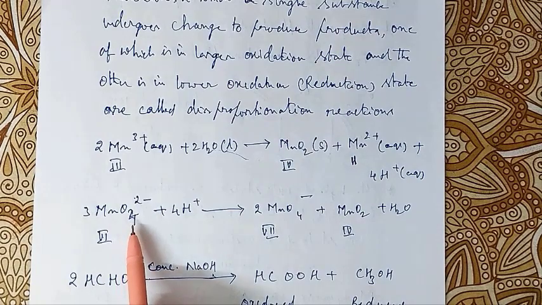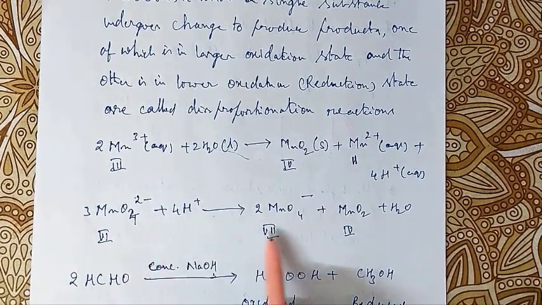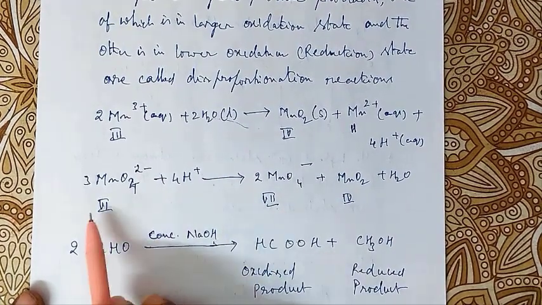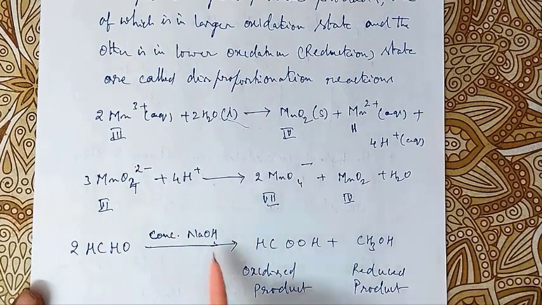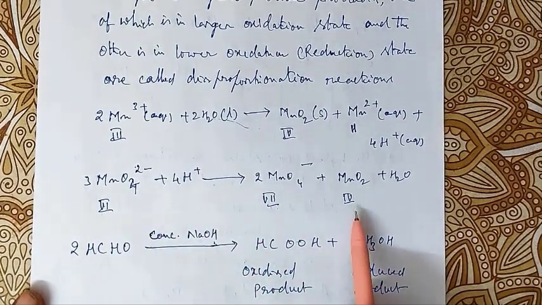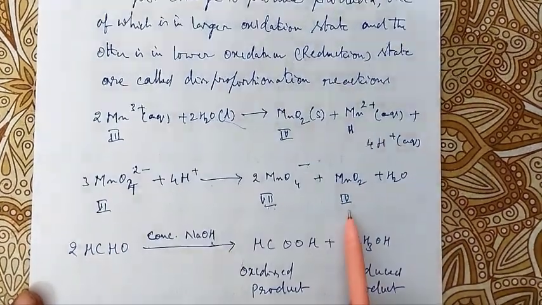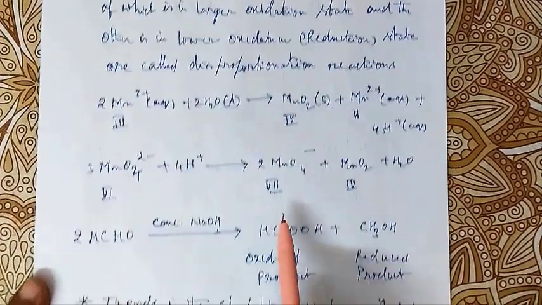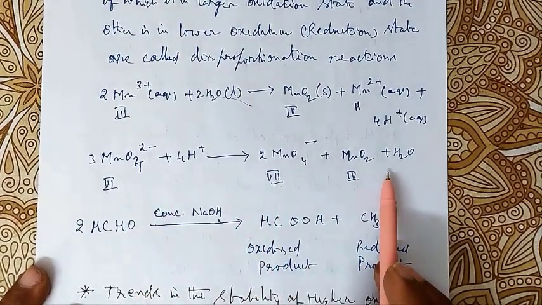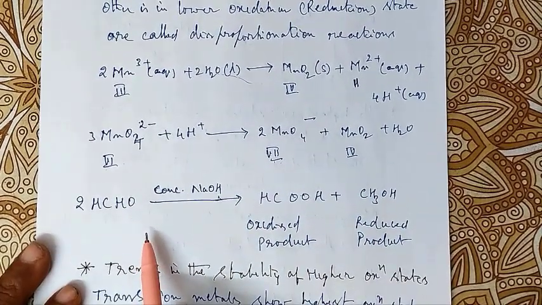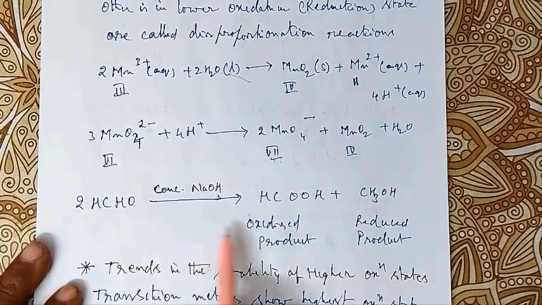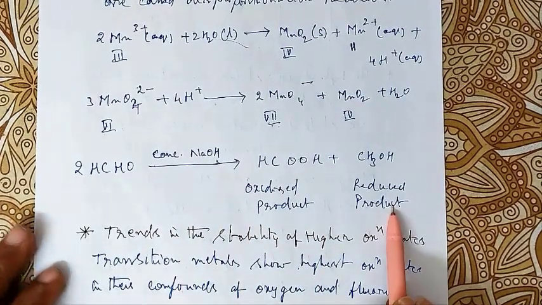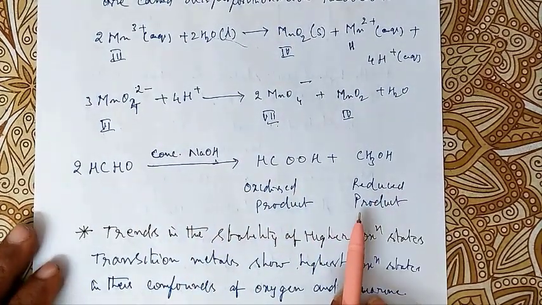In the same manner, the manganate ion in acidic medium changes to the permanganate ion with a higher oxidation state, that is +7. +6 changes to +7, that is oxidation takes place. And +6 changes to +4, that is the oxidation state decreases and reduction takes place. So, oxidation and reduction take place in the same reaction. This is known as a disproportionation reaction. In the same manner, in organic chemistry also, formaldehyde undergoes oxidation as well as reduction. This is the Cannizzaro reaction. So this is also a disproportionation reaction.